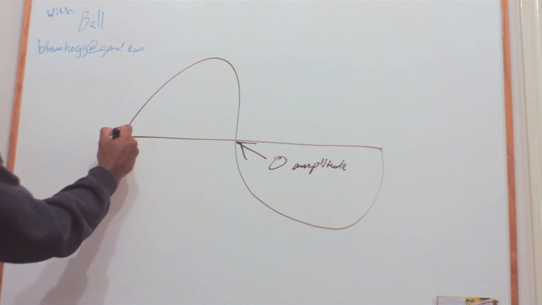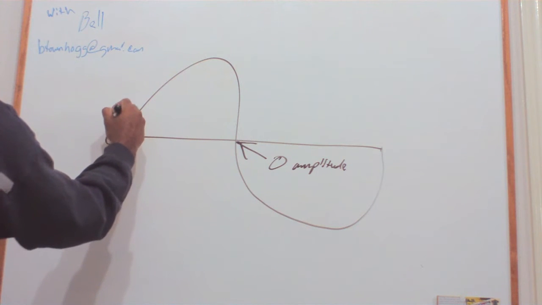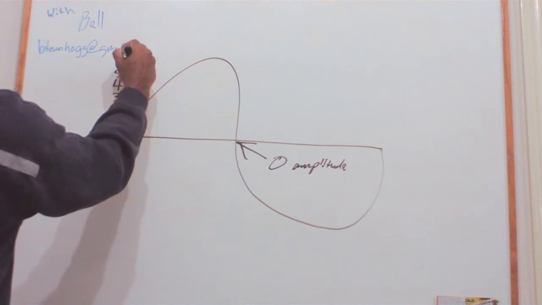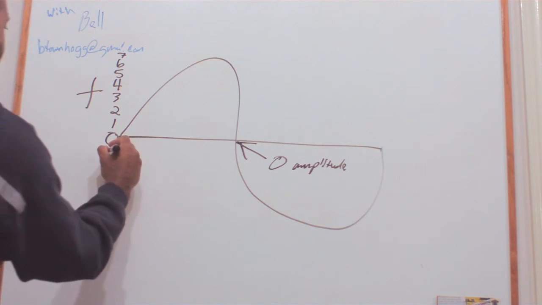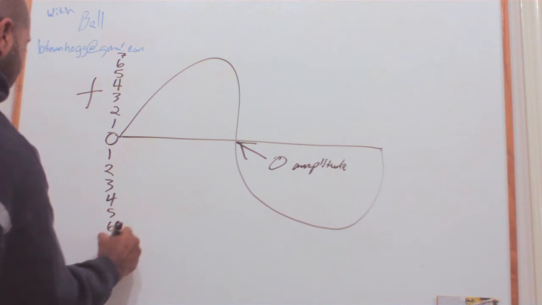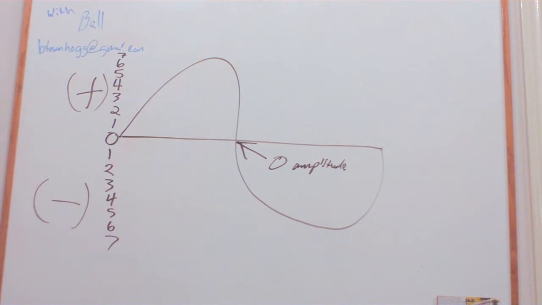So, this is 0, and then you have 1, 2, 3, 4, 5, 6, and 7. Okay? That's all the plus. Then you have 1, 2, 3, 4, 5, 6, and 7. That's all negative. Alright? I don't know if y'all can see that or not, but that's 1 through 7 going up on the positive side, and 1 through 7 going down on the negative side.